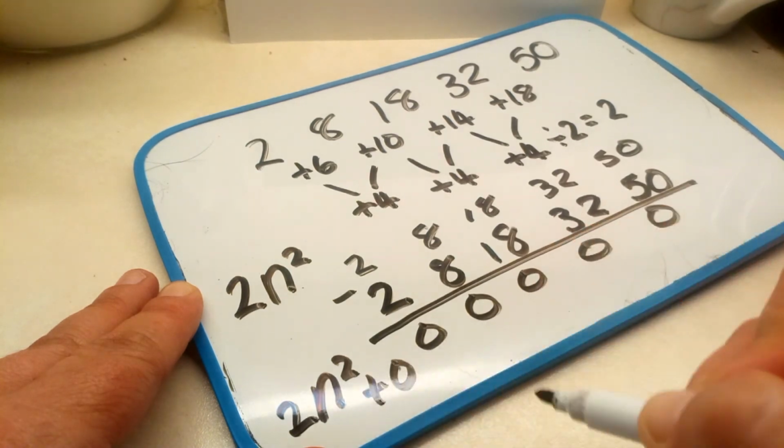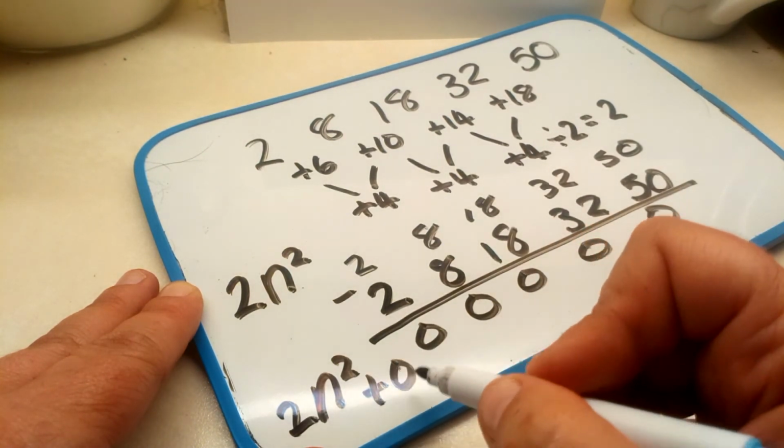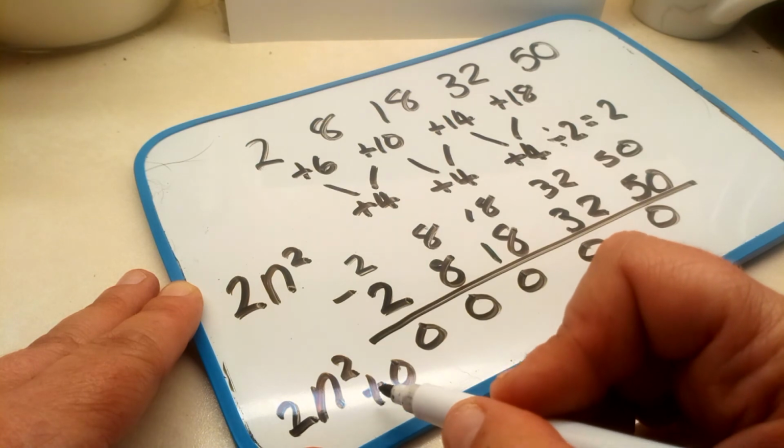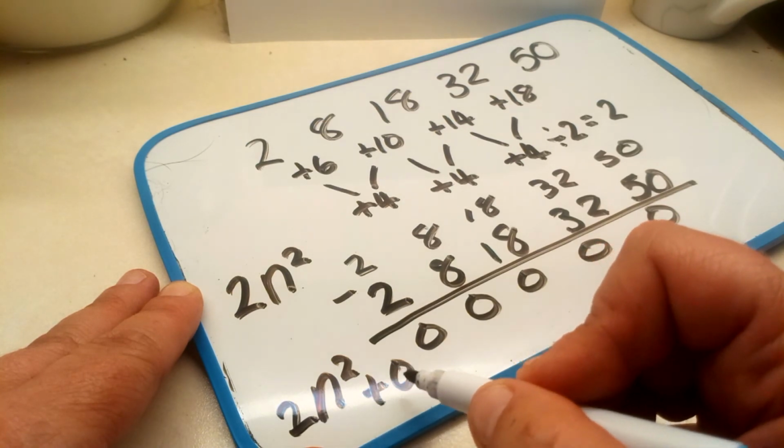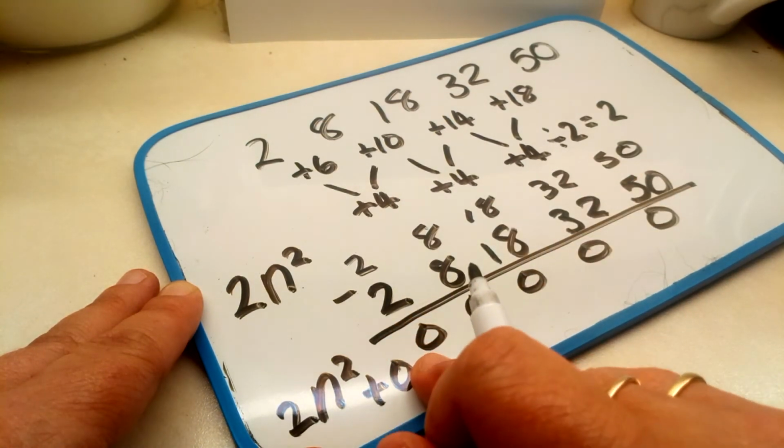plus 0. Now we know that the whole point of algebra is to write as little as possible, so there's no need to write the plus 0.